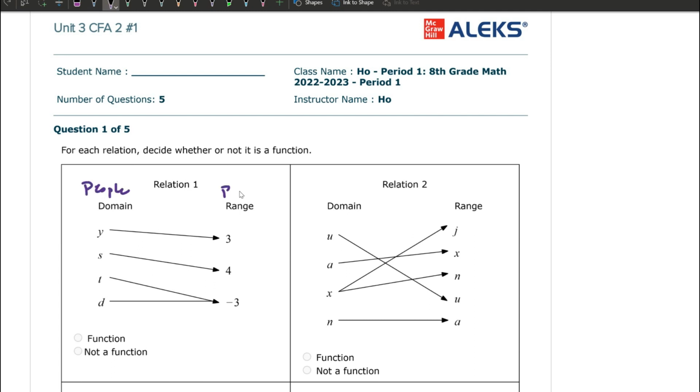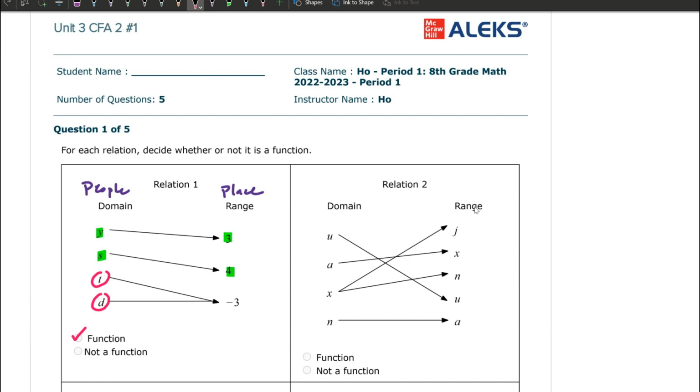Range is places. Okay, so one person cannot be at 2 places at the same time, but 2 or more people can go to the same place at the same time. So Y going to 3, we good. S going to 4, we good. T going to -3 and D going to -3. 2 people go to the same place at the same time. It is possible if they go together. So yes, this is a function.